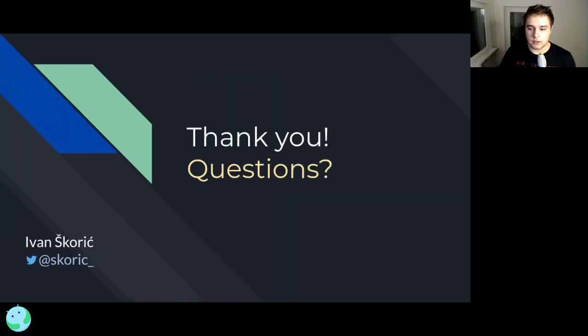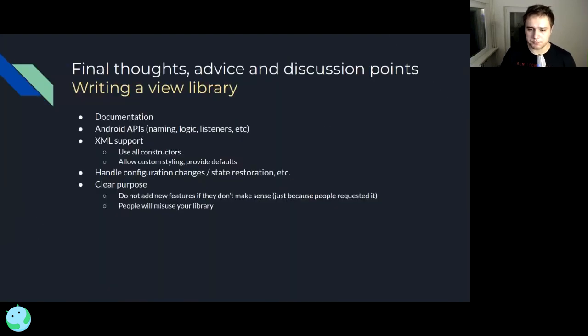And finally, writing a view library. If you're actually writing a library with custom views, you want to care about documentation. That's, I guess, true for every library. You want to stay even closer to the Android API. People are used to using Android views, and they want to use your library in the same way. They don't really want crazy builder patterns. Sometimes it's necessary, but you want to try to avoid it and keep it clean.